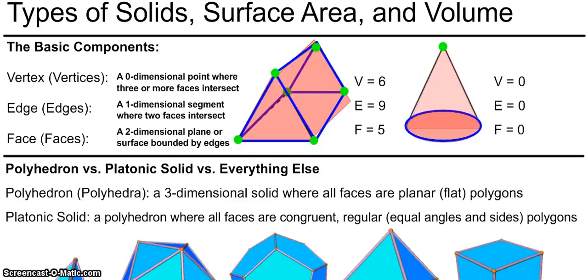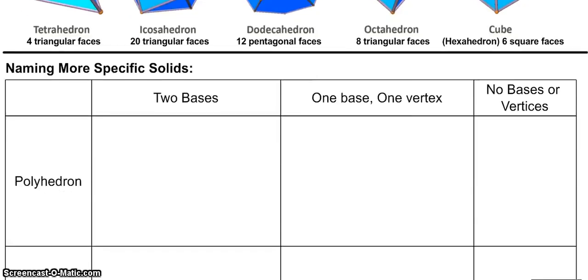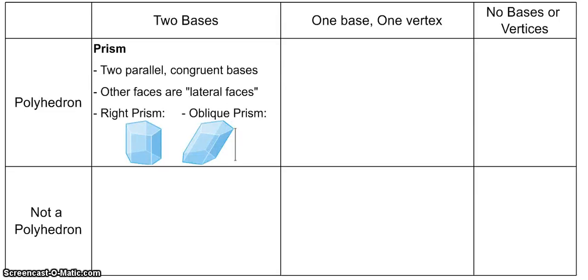However, we can be more specific than just calling something a polyhedra, not a polyhedra, or a platonic solid. So let's learn some vocabulary to name some more specific solids. A polyhedron with 2 parallel congruent bases is called a prism. As you can see here, we have one polygon. In this example, we've got hexagon, another hexagon here. Those 2 faces are called the bases of the prism. Notice how they're parallel. The other faces are called the lateral faces. And those are the ones that join those 2 bases together. So these, kind of around the outside, are called the lateral faces.